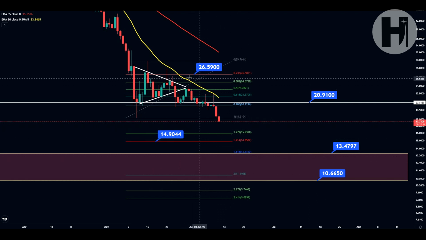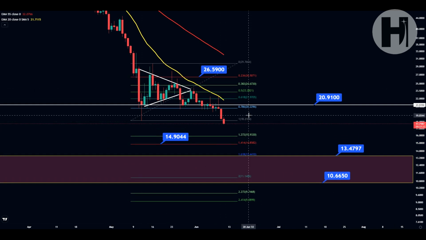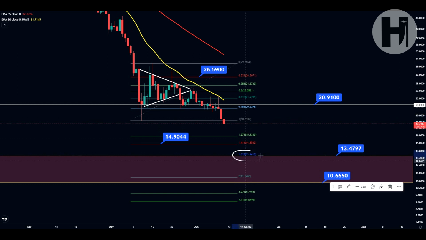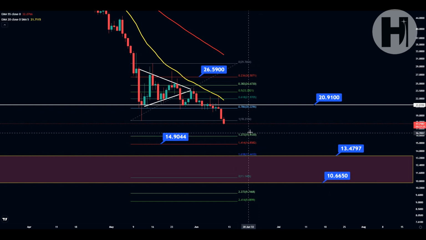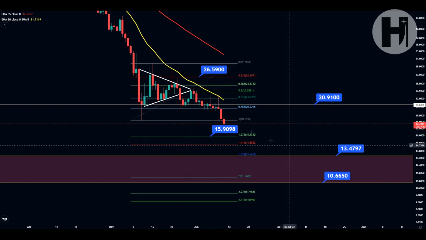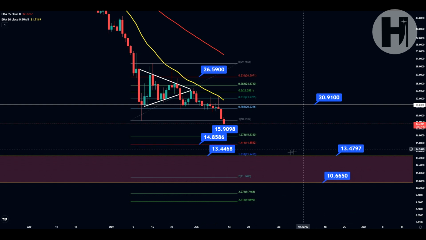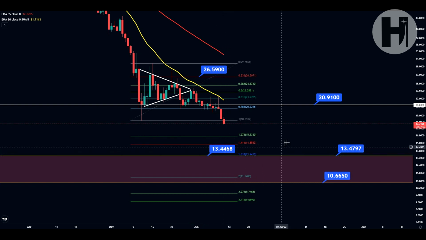Now, how we get these support levels is by these extension levels that you have over here below the first Fib level. So we have the 1.618, the 1.414, and the 1.272. I'm going to give you those targets right now. So the 1.272 is at $16 roughly, and the 1.414 is going to be at $14.85, and the 1.618, which is our target, is going to be at $13.45. So I do think that we're eventually going to get down to the 1.618.